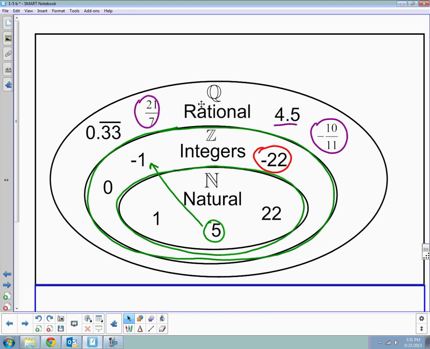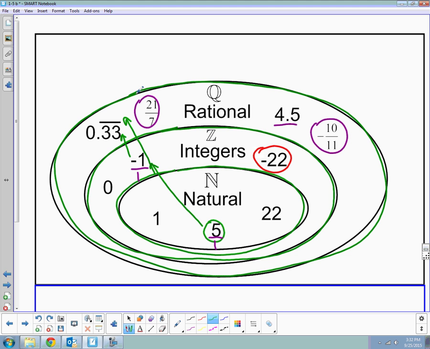It works out to the number 5 itself. 5 could be written as a fraction, 5 over 1. So 5 is a rational number. This arrow just keeps on going out. Negative 1 could be written as a fraction, negative 1 over 1. So anything that's an integer is also a rational number. It works out through those bubbles because negative 1 is inside the rational bubble. That's a rational number.